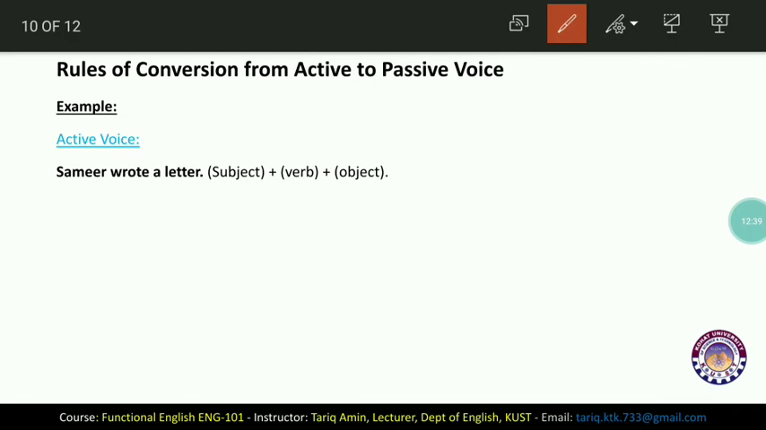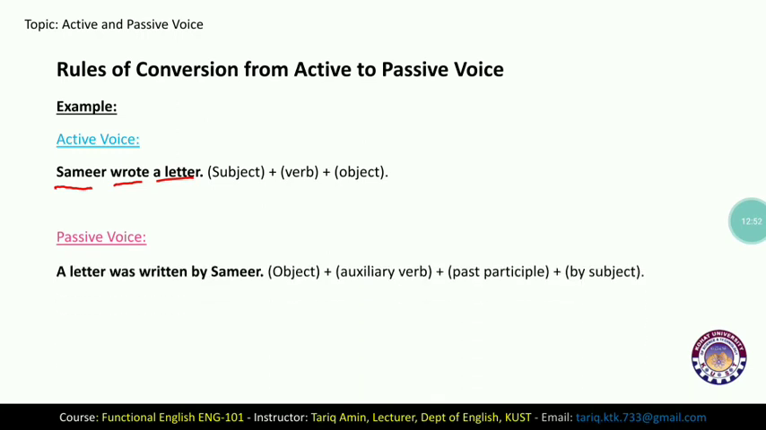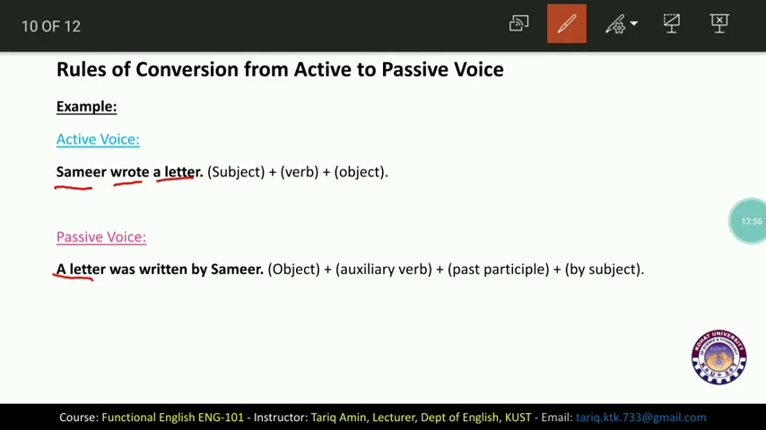Okay, this is an example. Samir wrote a letter. Samir is the subject, wrote is the verb, a letter is the object. And the passive voice is: a letter was written by Samir. A letter is the subject, was written is the verb. So was is the auxiliary verb, written is the verb, by is the preposition, Samir is the object.